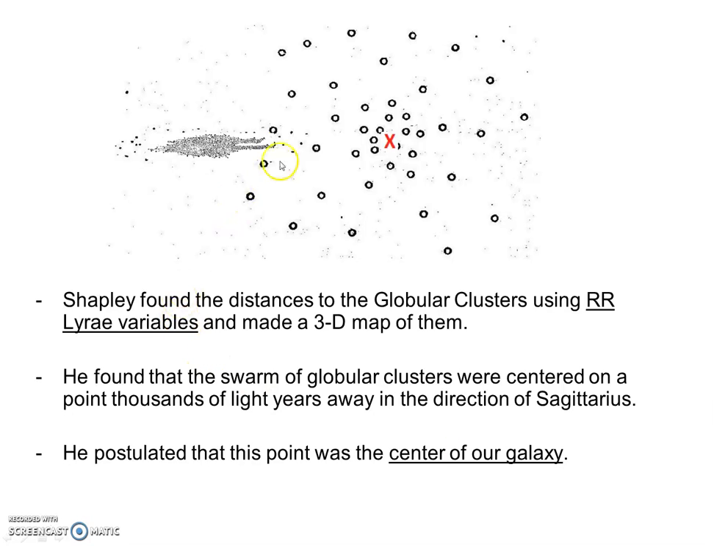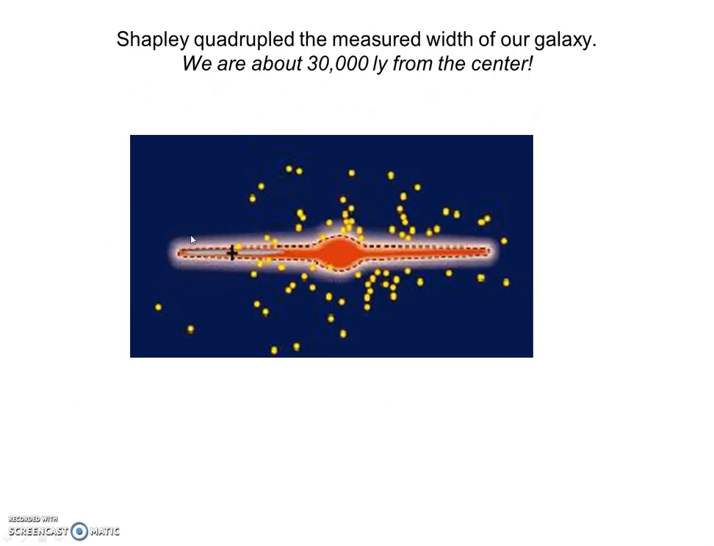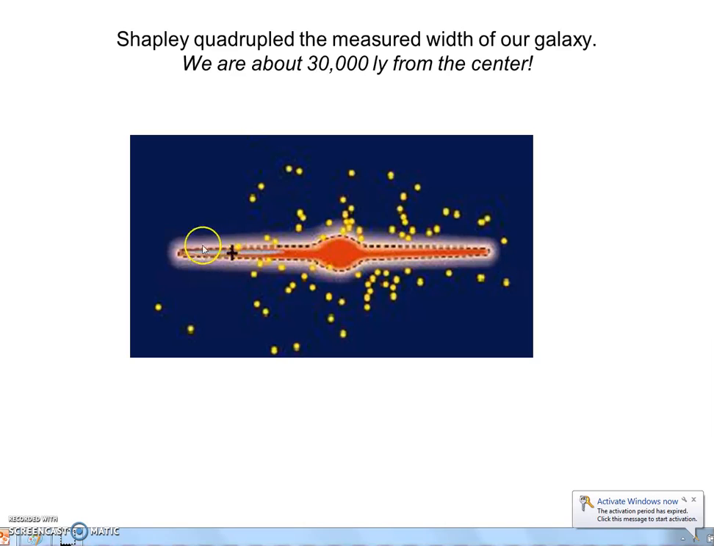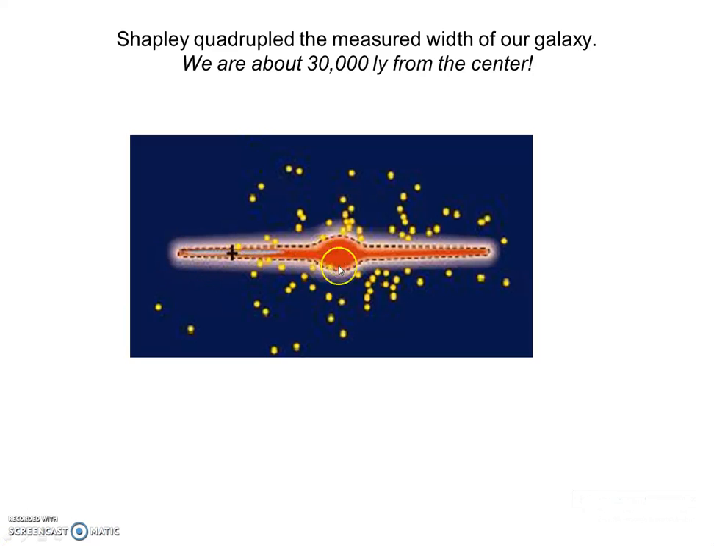So instead of the galaxy looking like this, the galaxy we now know actually looks something like this. He quadrupled the size, the measured size. Okay, he didn't actually quadruple the size of the galaxy. He quadrupled the measured size of our galaxy, and found that we're actually about 2/3 of the way out from the center toward the edge. And that's approximately 30,000 light years. You'll see figures that vary from 26 to 30,000 light years. Just to keep it simple to remember, let's round it up to 30,000 light years.